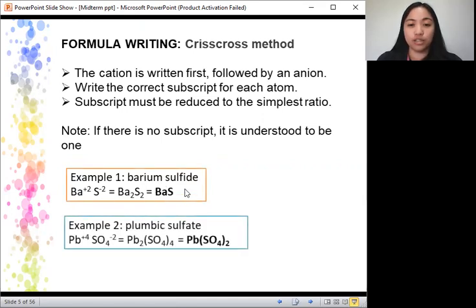The next example is plumbic sulfate. Lead has a positive 4 oxidation state and the sulfate has a negative 2 oxidation state. Using the crisscross method, the oxidation states will be the subscript of the other element. The last rule is that the subscript must be reduced to the simplest ratio. That is why the final formula should be written like this.